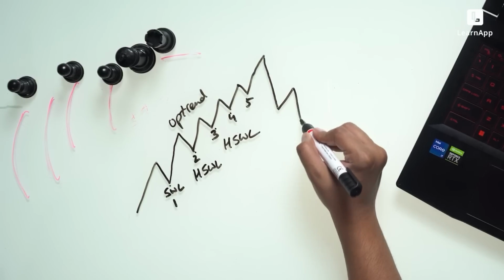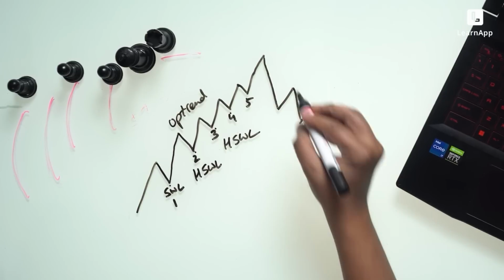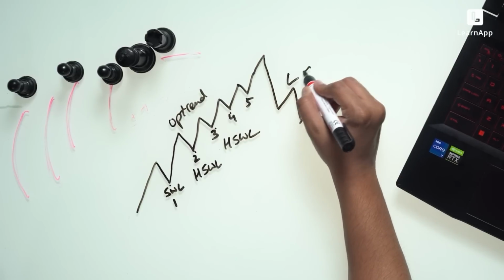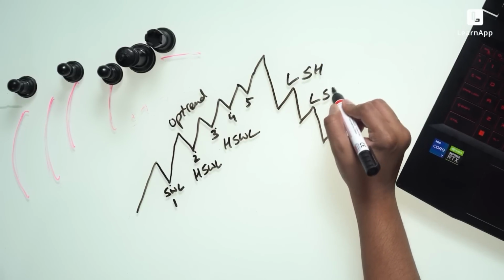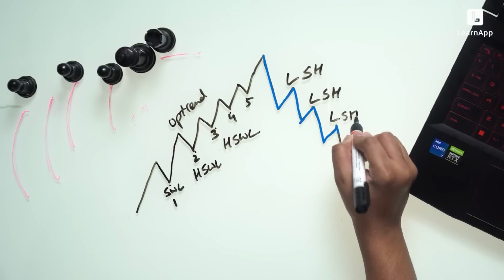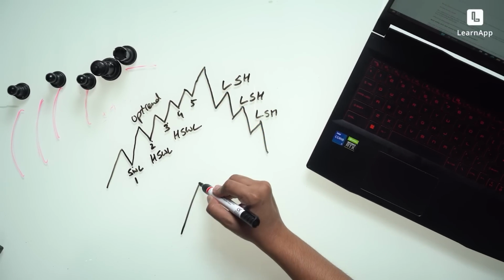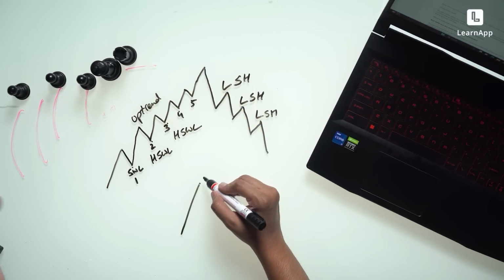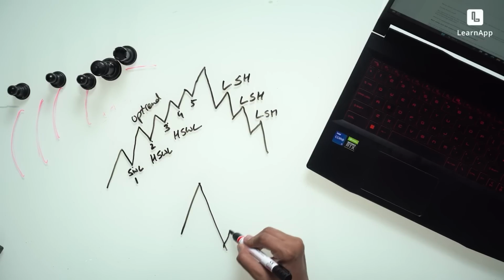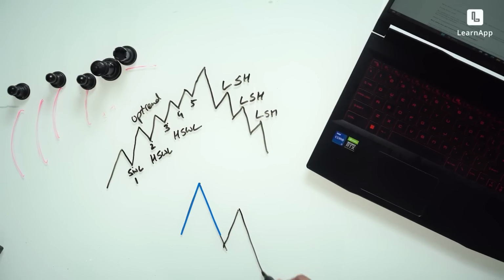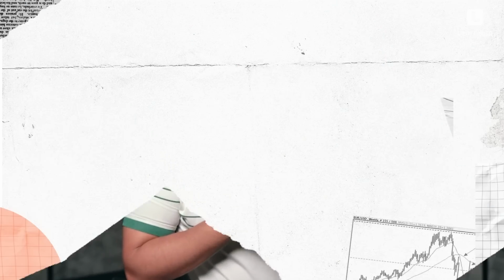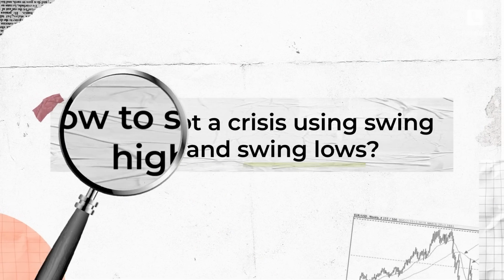Now in a downtrend, the opposite happens. Look at this. You get a lower swing high, lower swing high, lower swing high. It means every time the market went up, someone said, nahi, opportunity aa gaya, bech do. And the market's falling. They don't want the market to go up. There is supply every time the market tries to go up. It is weakness. Now, what we should be interested in is how do we spot a crisis using this information?